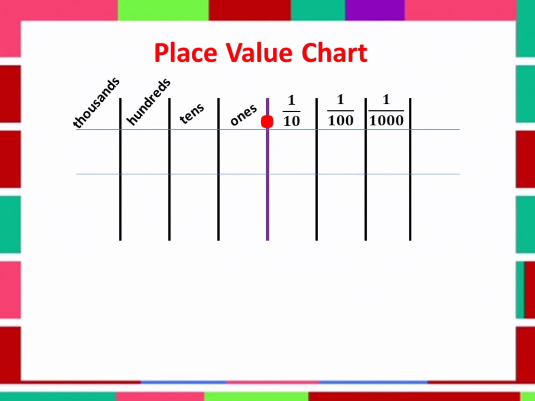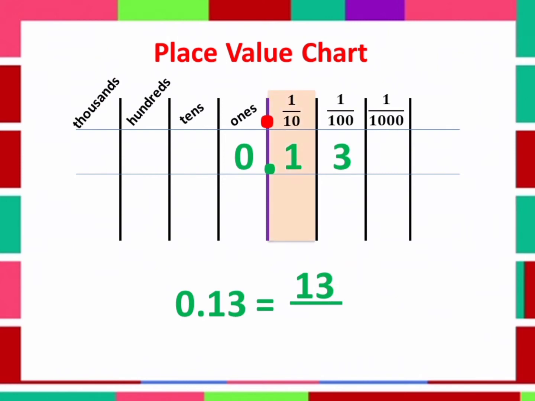How about 0.13? So we can put it in the place value chart like this. And we all know that 0.13 is equal to 13 over something. So, to know what is the denominator, let's check the place value chart. First column is tenths. Second column is hundredths. So, since the last digit after the decimal point is found in the hundredths place, our denominator is 100. Therefore, 0.13 is equal to 13 over 100.